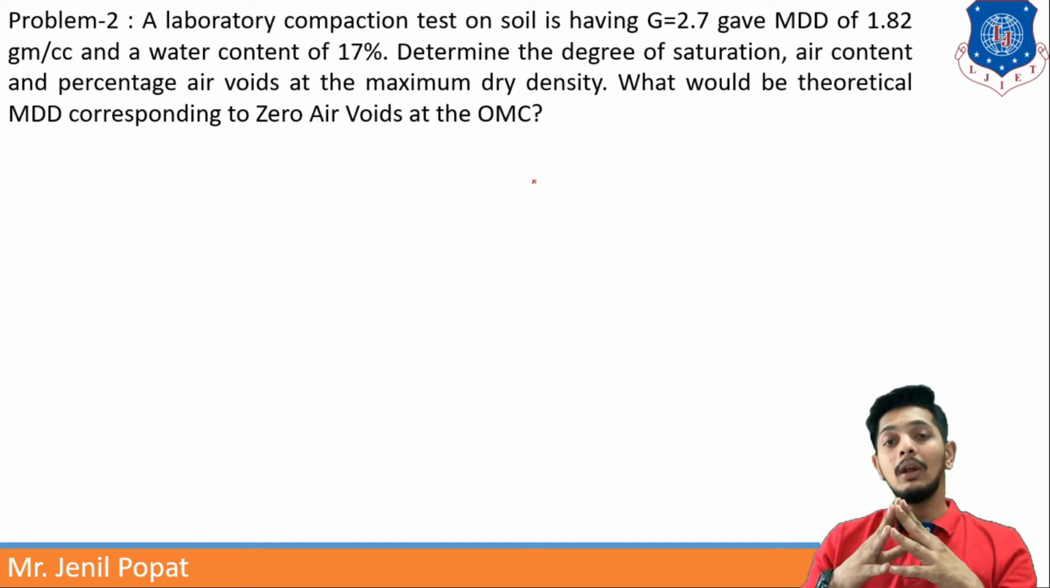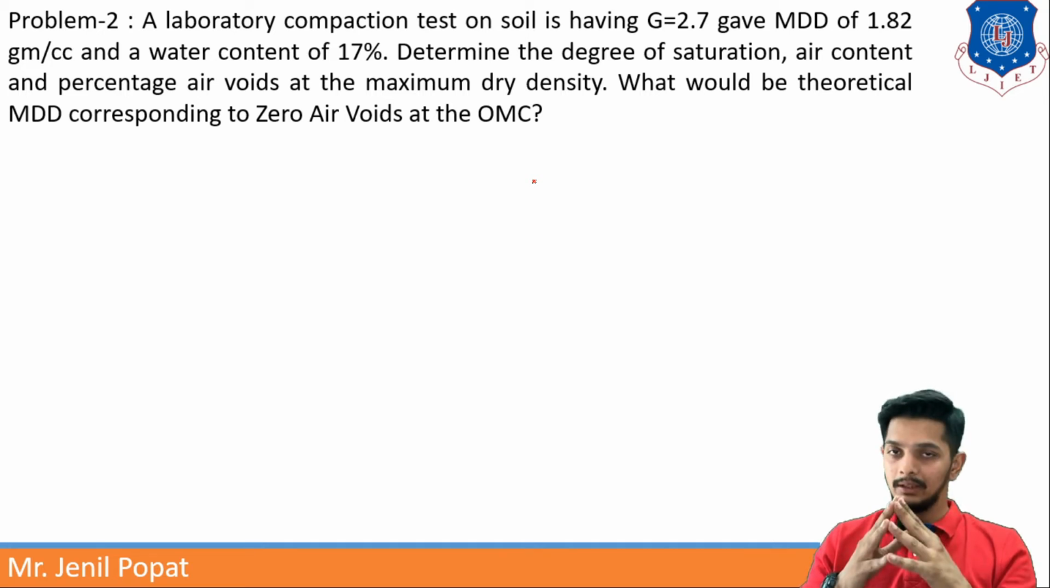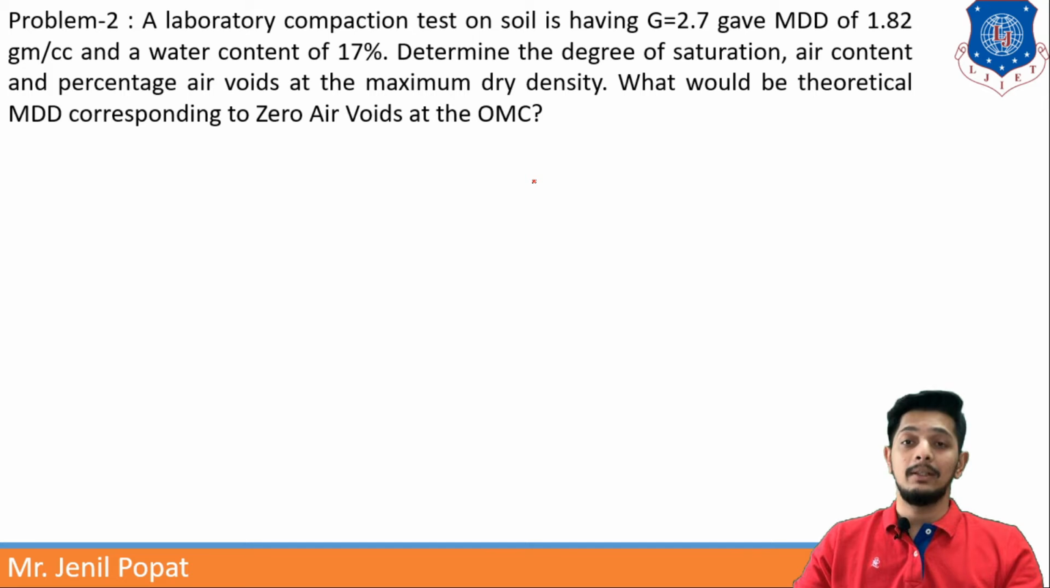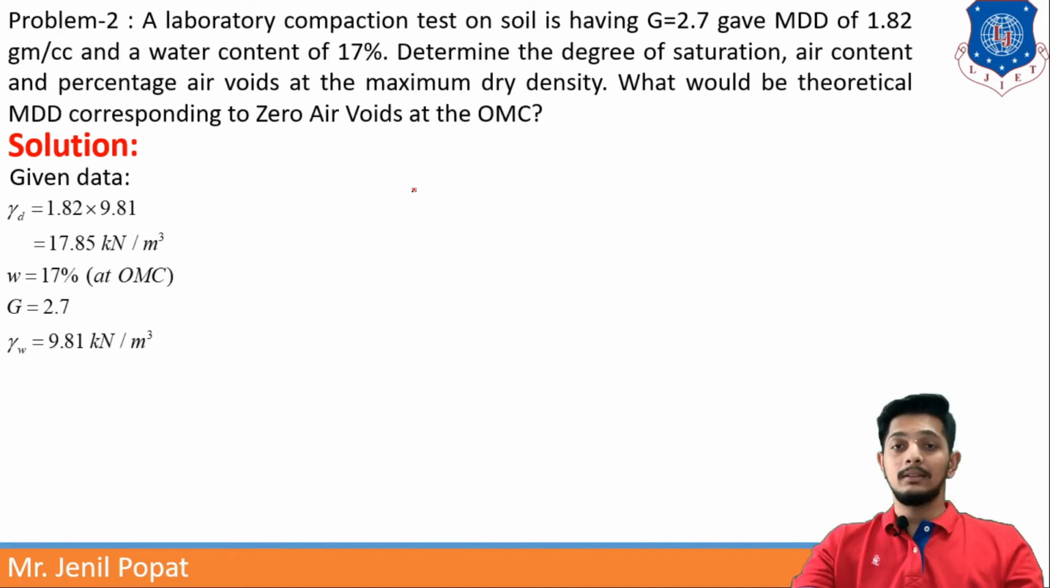What would be theoretical MDD corresponding to zero air voids at OMC? Now they are talking about zero air voids. So to find out zero air voids at OMC, we have to use some different formulas. Let us see that. First of all, I'll write given data. Gamma D is given in gram per cc, right? So I will convert it into kilonewton per meter cube. So it comes out as 17.85 kilonewton per meter cube. W, that is 17 percentage, G 2.7, and gamma W 9.81 kilonewton per meter cube. Let us start solving this.